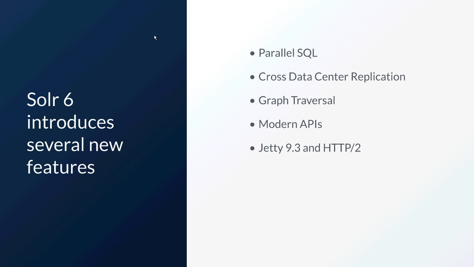So let's focus now on Solr 6. There are several new features that we'll talk about today. Parallel SQL is probably the biggest one, and we'll spend the most time on it. Another big feature of Solr 6 will be cross-data center replication. Graph queries are now possible. And a couple of things are still in the works for post-6.0 release: more modern APIs, and some Jetty upgrades and new Jetty functionality that will improve performance quite a bit.